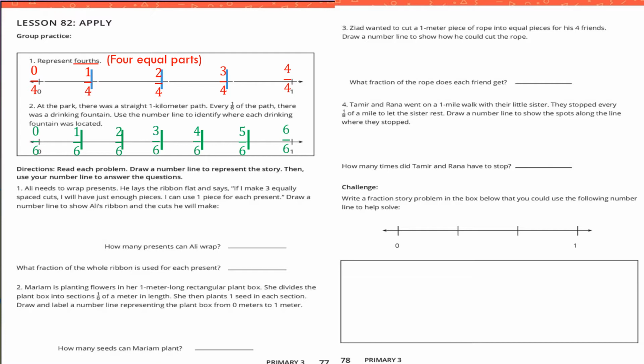Number 1, Ali needs to wrap presents. He lays the ribbon flat and says, if I make 3 equally spaced cuts, I will have just enough pieces. I can use 1 piece for each present. Draw a number line to show Ali's ribbon and the cuts he will make. Here he said I make 3 equally spaced cuts. 3 equally, it means 3 equal parts. Okay, we want to draw a number line by making 3 equal parts.